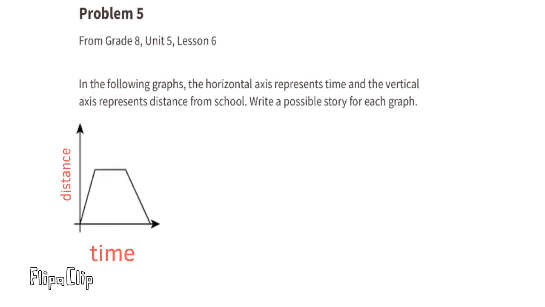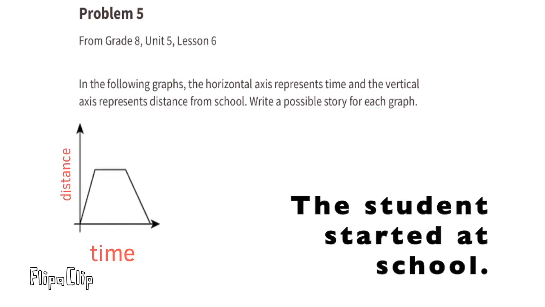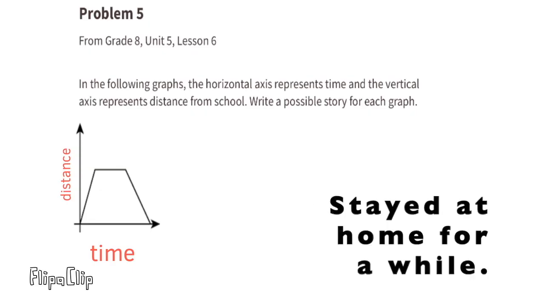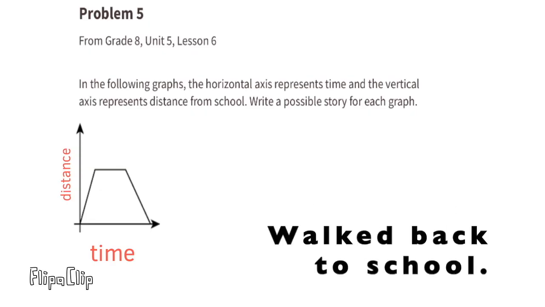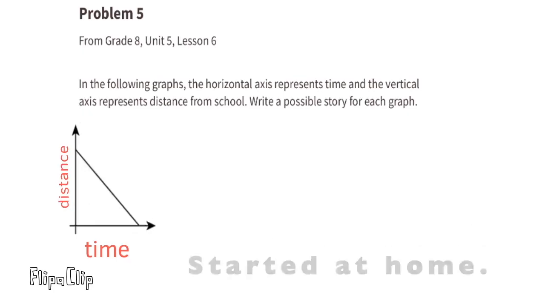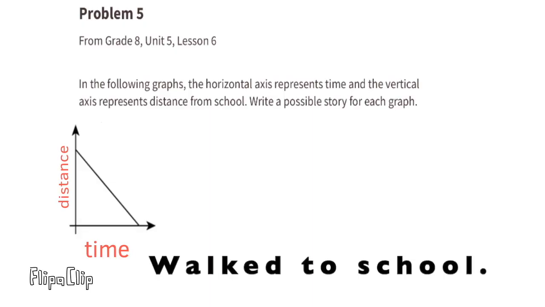For the next graph, the student started at school, walked all the way home, stayed at home for a while, and then walked back to school. For the third graph, the student started at home and then walked to school.